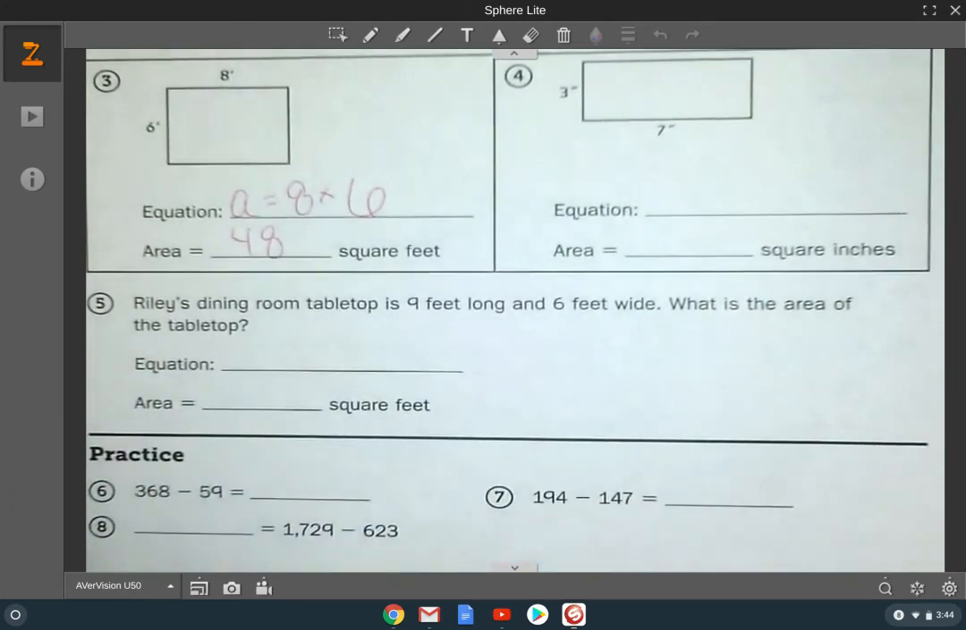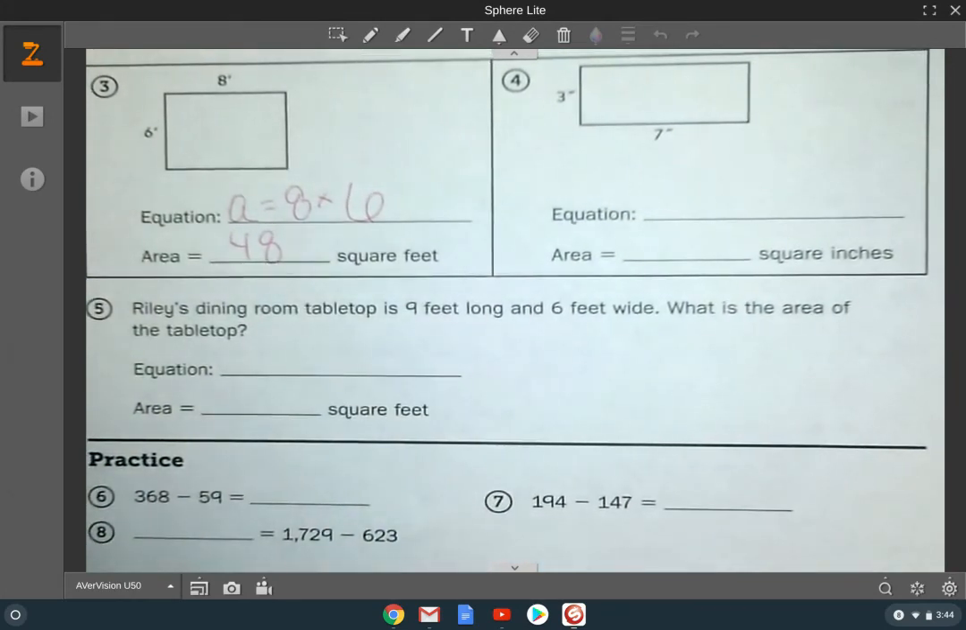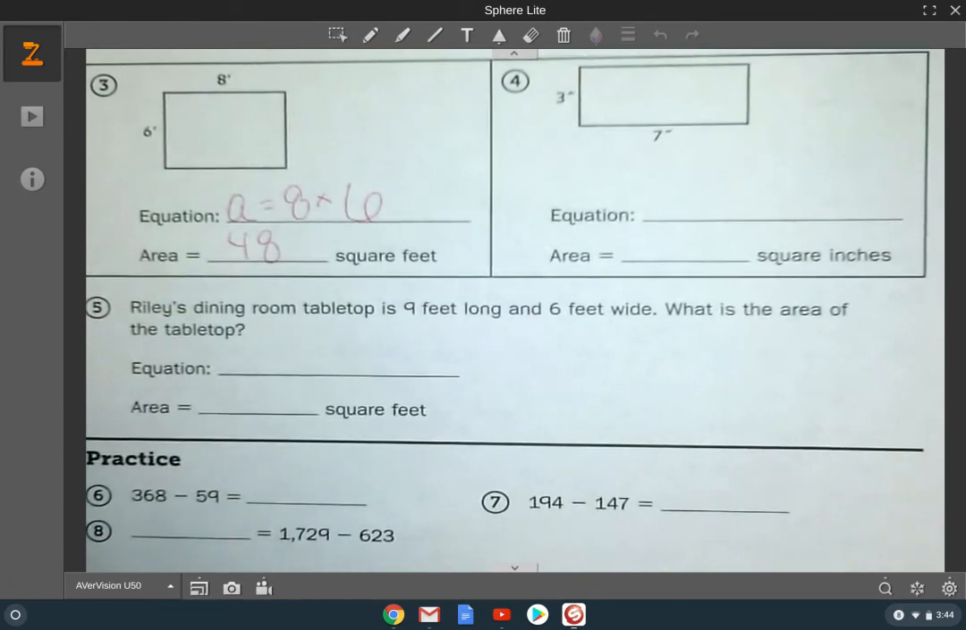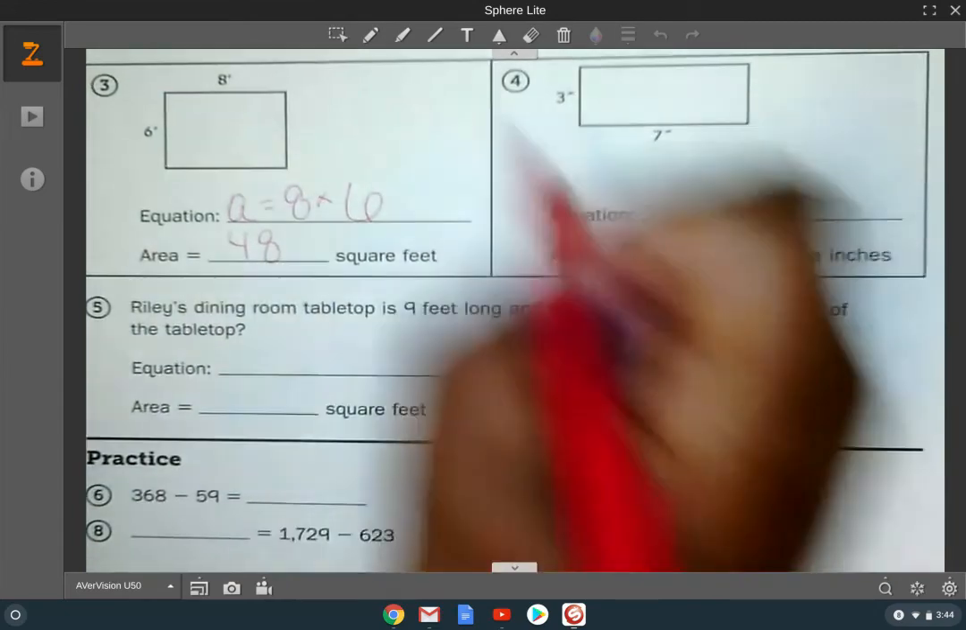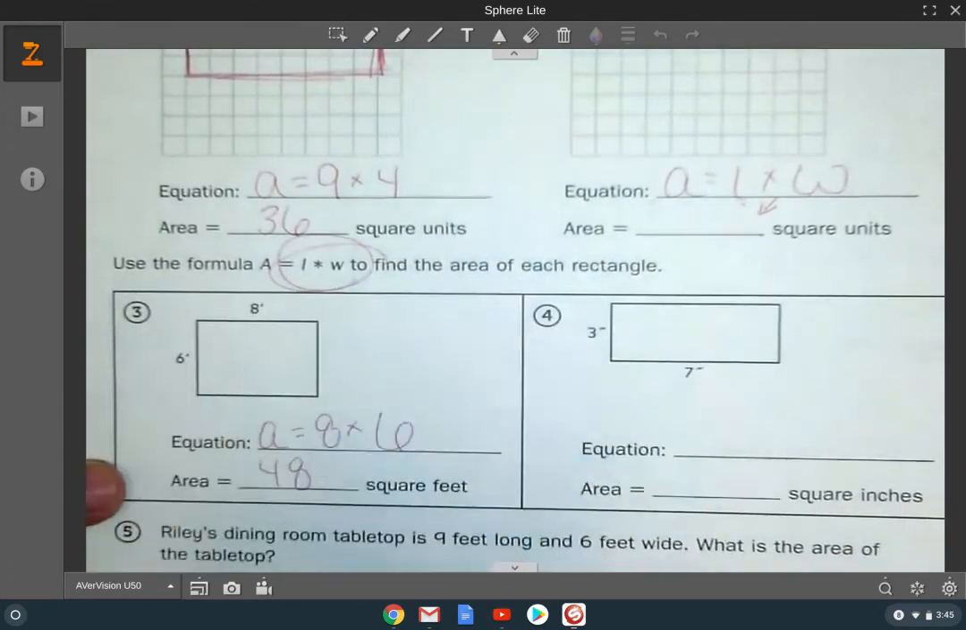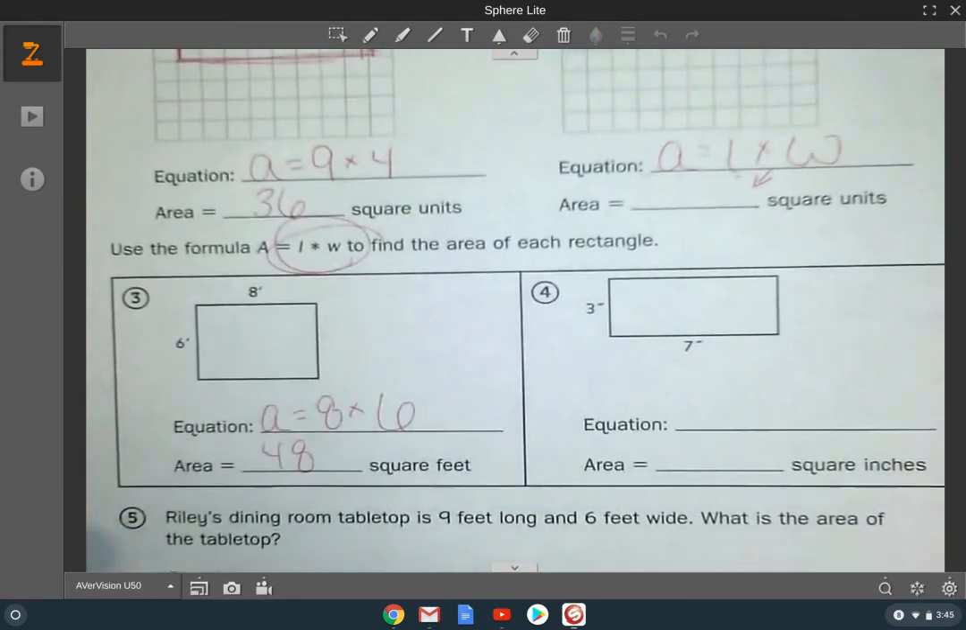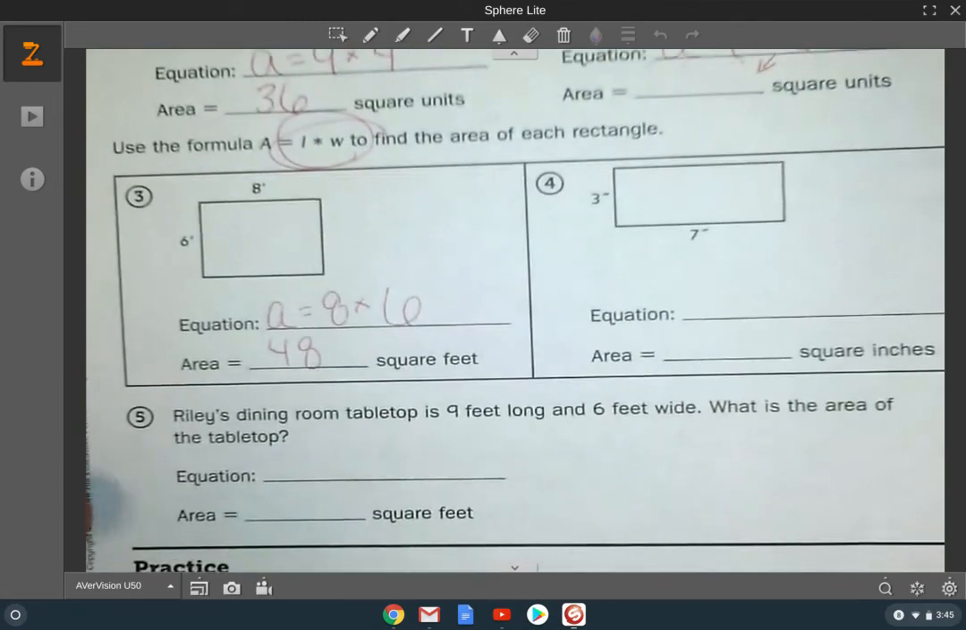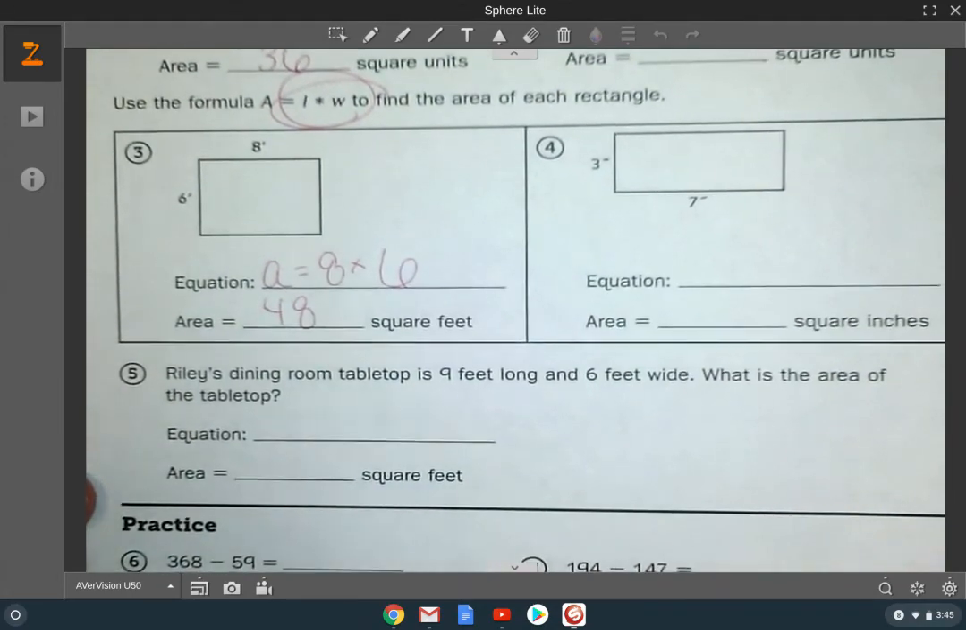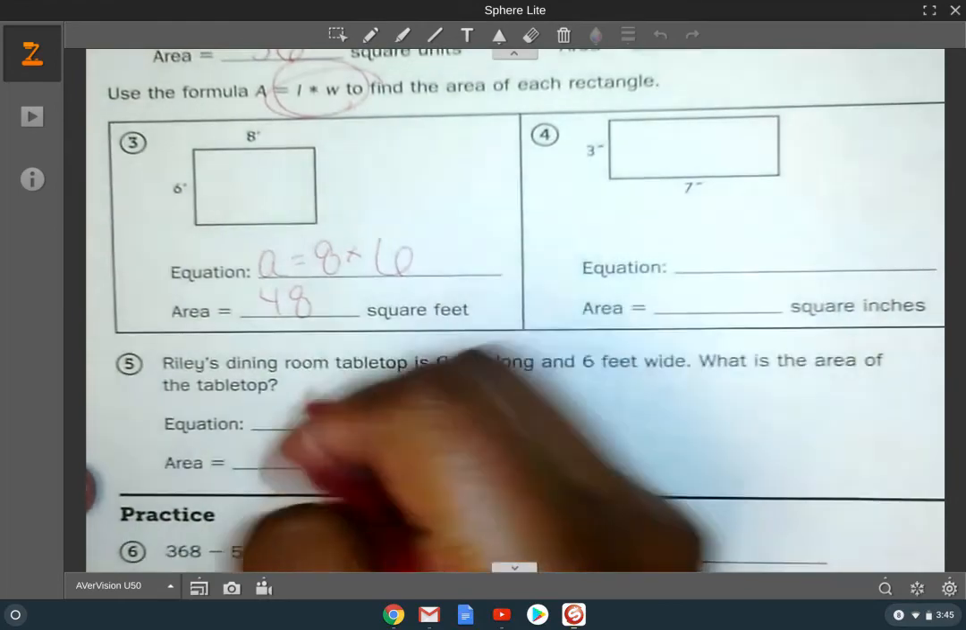Number 5. Riley's dining room tabletop is 9 feet long and 6 feet wide. What is the area of the tabletop? Do we have to draw a rectangle, or do we have the information that we need? Do we already have the length and the width? Yes, we have both of them. So in this case, we do not have to draw our rectangle. Let's go straight to our equation.